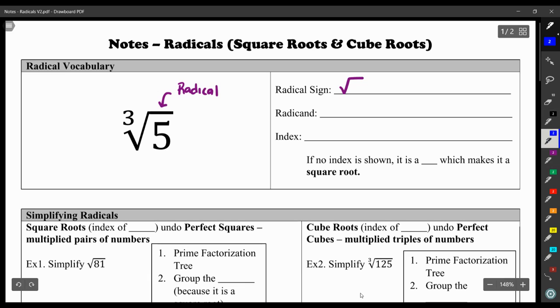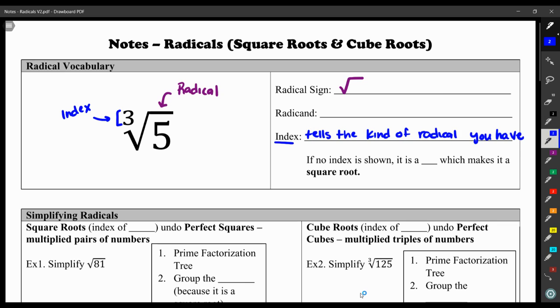Now, what tells you what kind of radical, if it's a square root or a cube root, is this little number out here. So this is called the index. So the index will tell you the kind of root, actually kind of radical you have, whether it's a cube root or a square root or a fourth root, okay? Now, if there isn't an index, if it just looks like this, then that means the index is a 2, which we don't write, we assume it's there, and that makes it a square root. So no index shown is a 2.